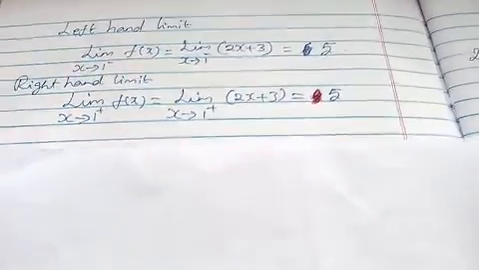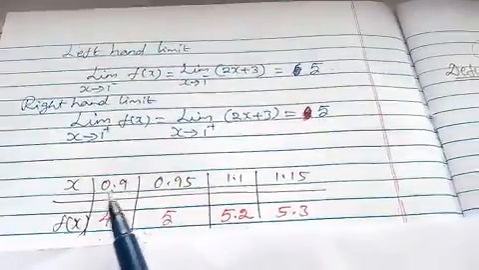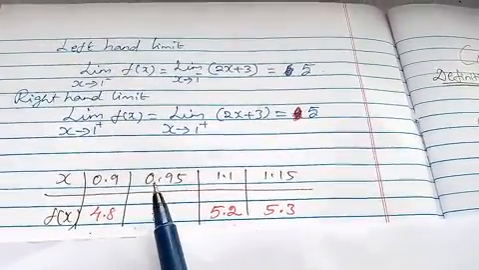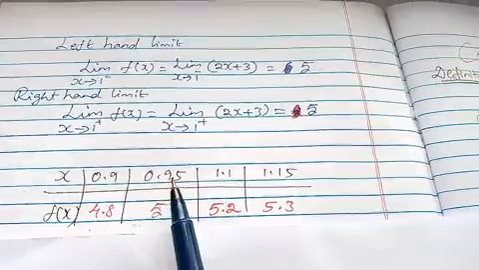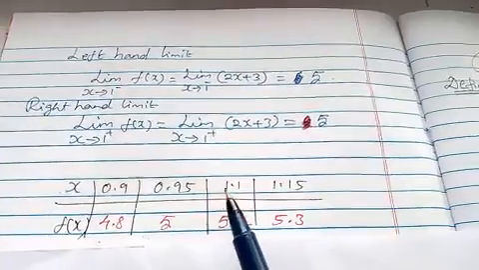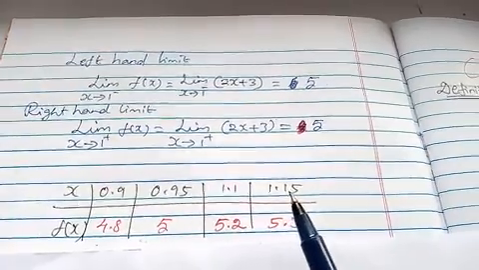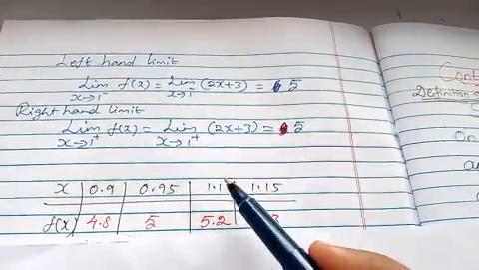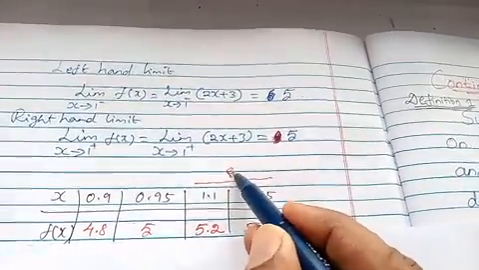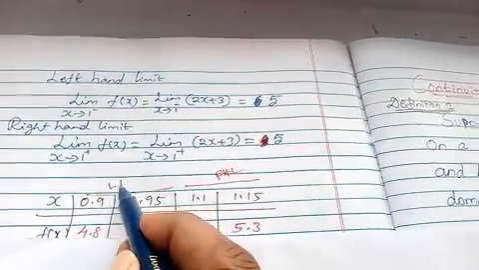Let us discuss. Look, we need to frame such a table here. Here x is equal to 0.9. This is less than 1 but nearer to 1. x is equal to 0.95, less than 1 but nearer to 1. 1.1 is more than 1 but nearer to 1. Here 1.15, more than 1 but nearer to 1. These two cases we call the left hand limit, and these two cases the right hand limit.